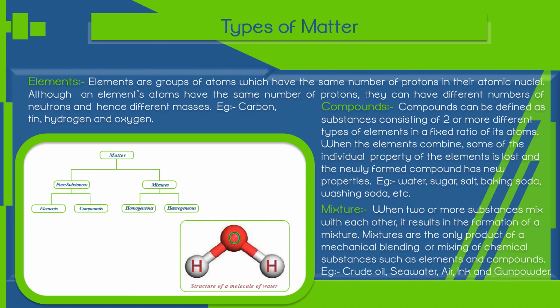Next, types of matter. Classification of matter: earlier Indian and Greek philosophers and scientists attempted to classify matter in the form of 5 elements, that is air, earth, fire, sky and water. This classification was more of a philosophical nature.